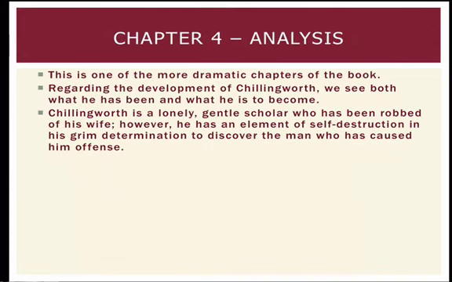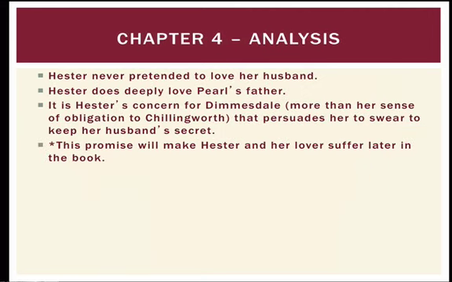So this is one of the more dramatic chapters of the book regarding the development of Chillingworth. So we see what he has been and what he has become. Chillingworth is this lonely, initially gentle scholar who's been robbed of his wife. And now he has this element of self-destruction in him and this grim determination to discover the man who has caused him this offense and has impregnated his wife and has caused her to be an adulterer.